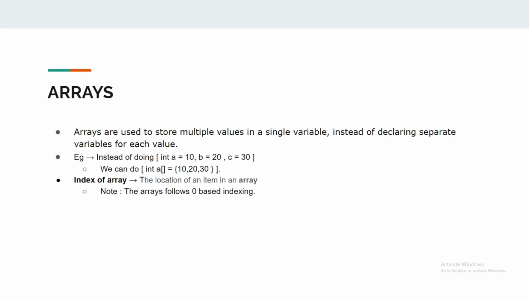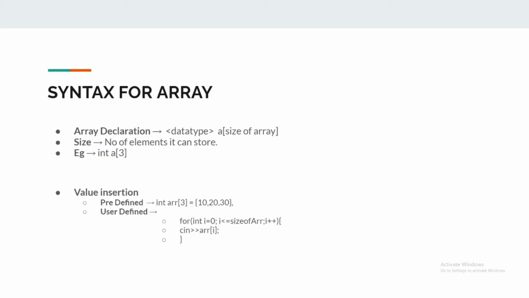Arrays follow zero-based indexing. This means the first item in the array has the 0th index, the second has the first index, and so on, sequentially till the last element. So if your array has 10 values, the indexing will be from 0 to 9, that is, 0 to n minus 1, where n refers to the number of elements in that array. So these are the basics of arrays.